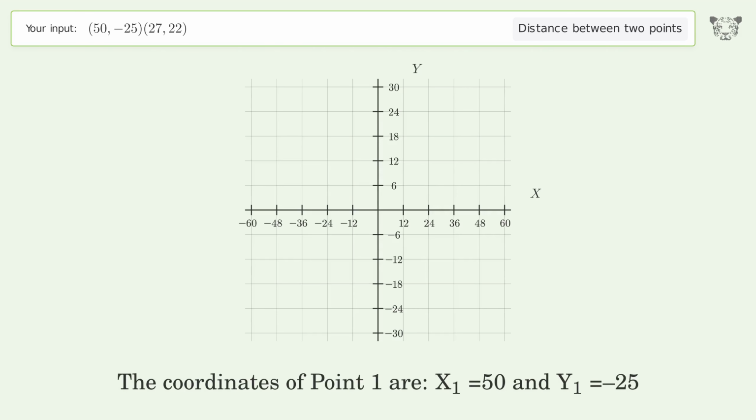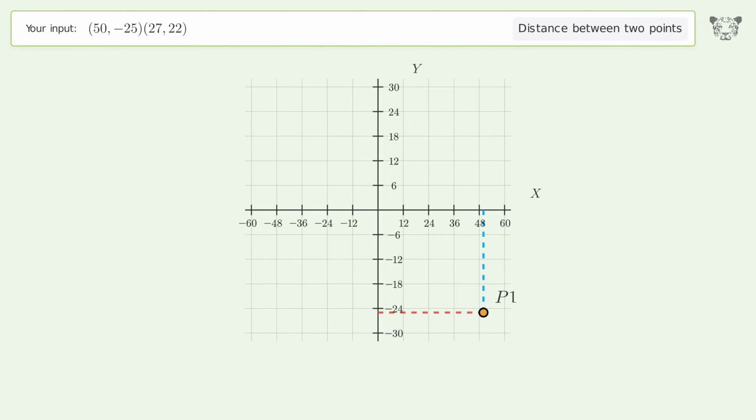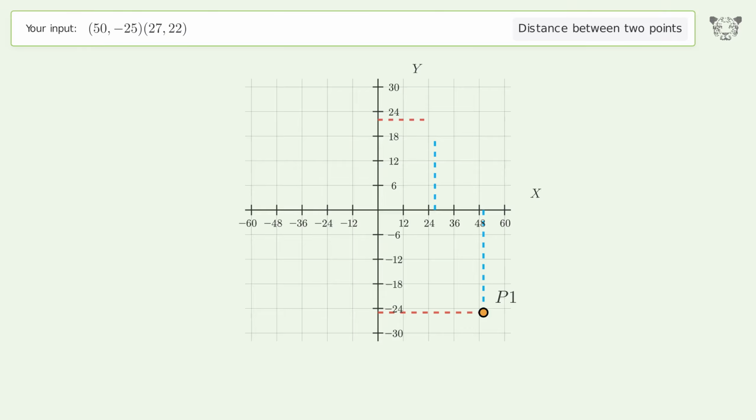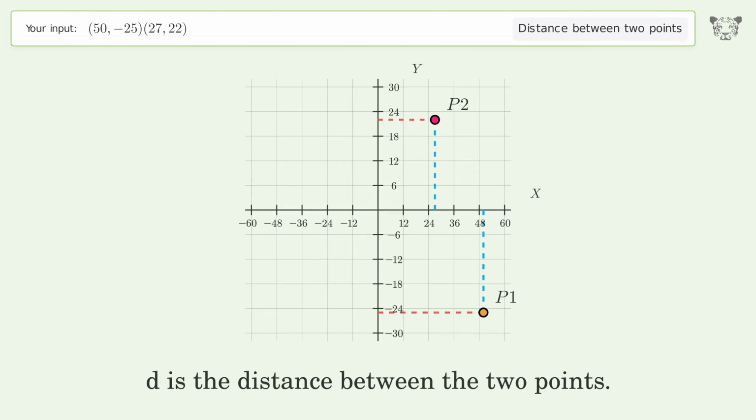The coordinates of point 1 are x1 equals 50 and y1 equals negative 25. The coordinates of point 2 are x2 equals 27 and y2 equals 22. D is the distance between the 2 points.